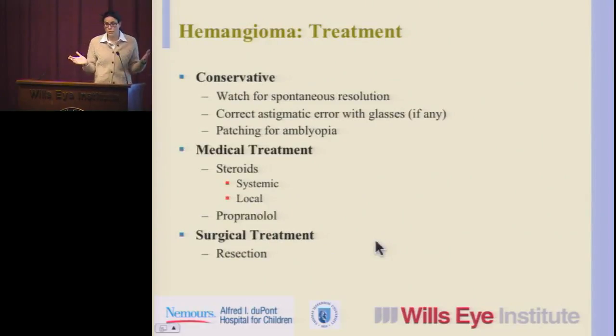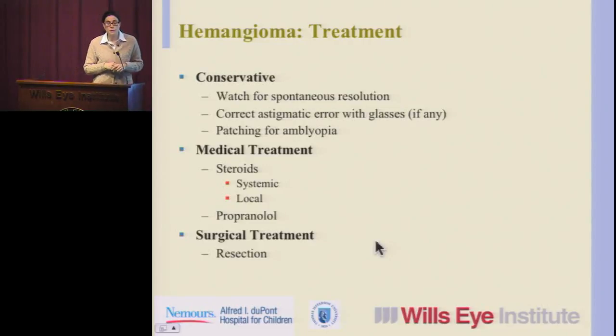Okay, so first of all, when to treat? Well, we treat if the hemangioma is so large that it's causing occlusion, or if there is a significant difference in the refractive error between the two eyes. If they're small and not affecting the eye in those two ways, then we just watch them conservatively.